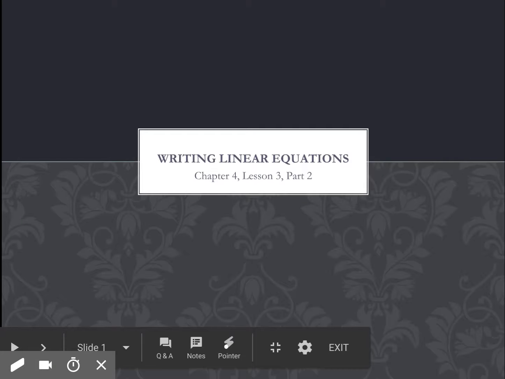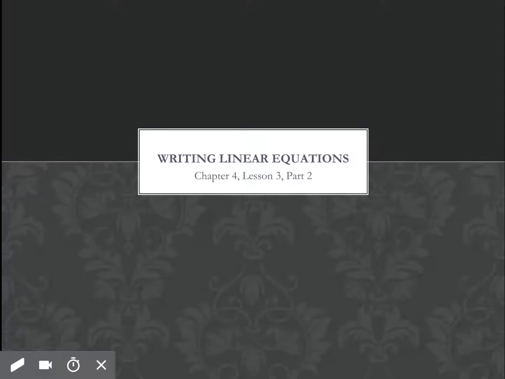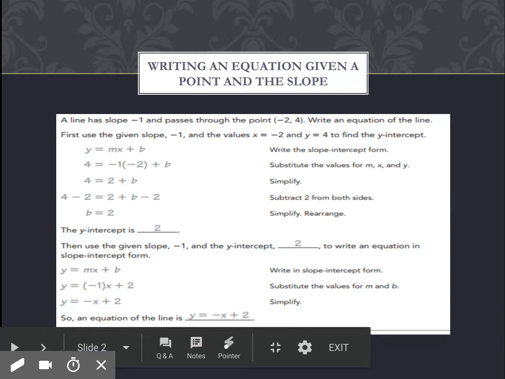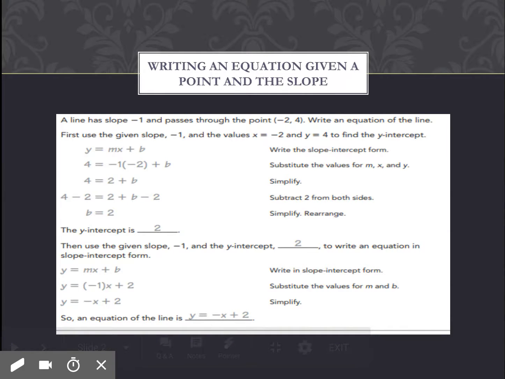Writing linear equations, chapter 4, lesson 3, part 2. So you did part 1 where you learned how to write the equations for parallel lines. Today we are moving on. So in this example, you're writing an equation when you're given a slope and a point on the line.